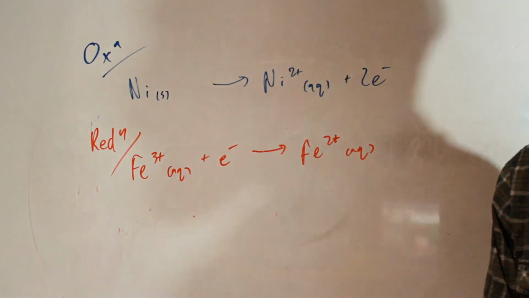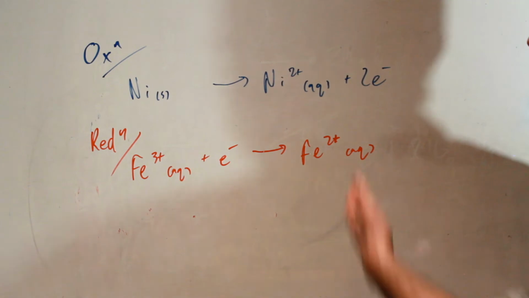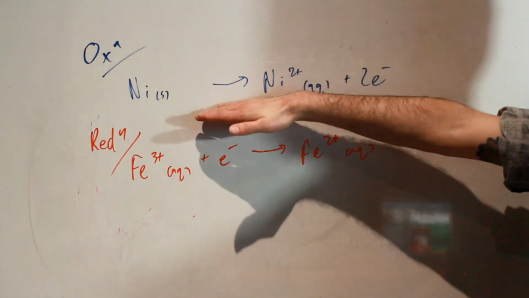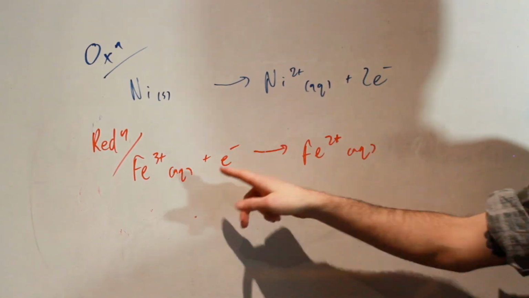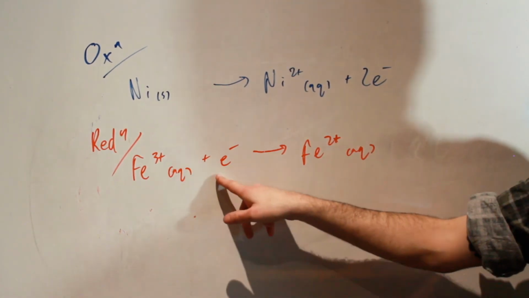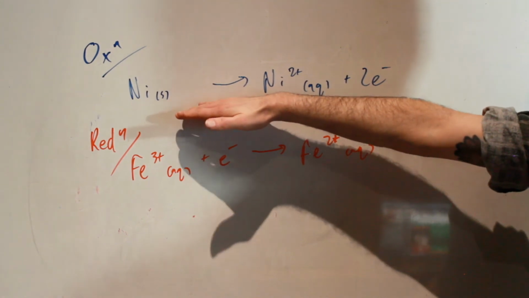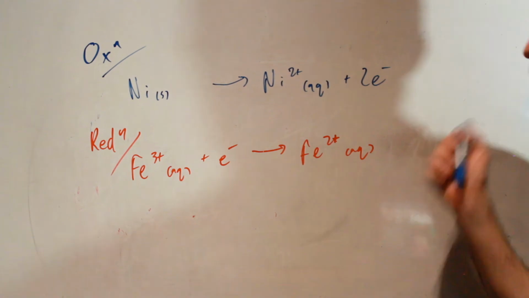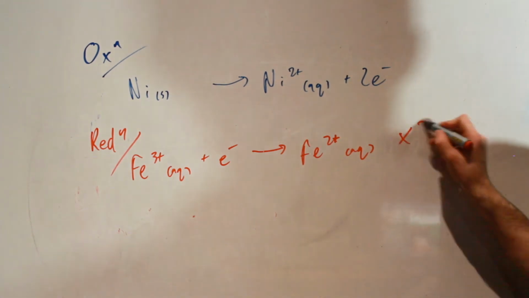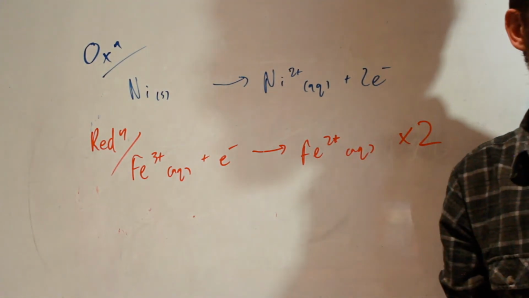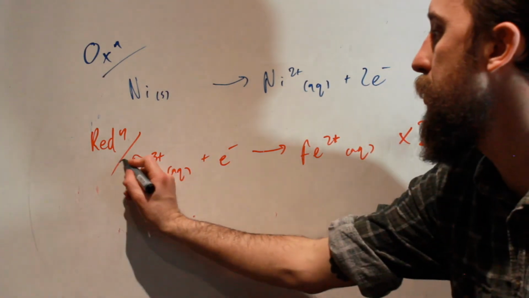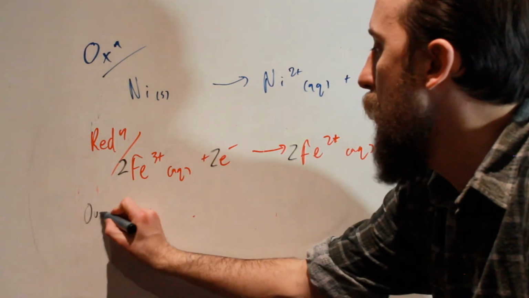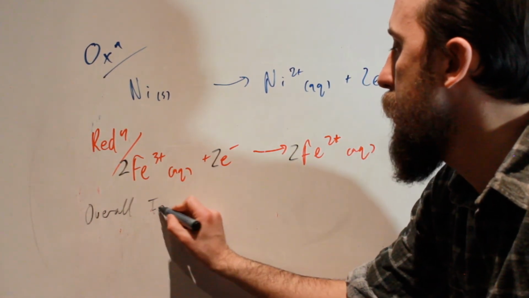So if I wanted to write an overall balanced equation, I need to make sure that my electrons are all accounted for. So I'm losing 2 electrons up here, but this equation is only gaining 1 electron. So in order for this oxidation reaction to occur, both electrons need to go somewhere. So for every one of these reactions, we need to do 2 of these reactions down the bottom. So I can put a 2 there, I can put a 2 there, and I can put a 2 there. And then I can get my overall ionic equation.